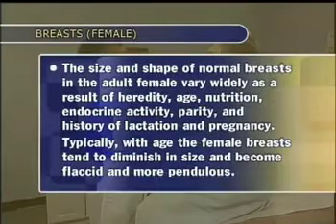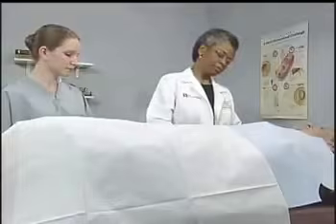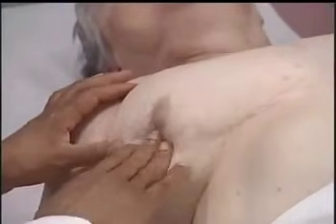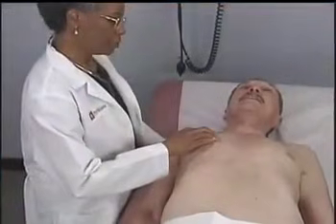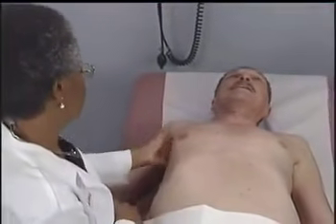Typically with age, the female breasts tend to diminish in size and become flaccid and more pendulous. Inspect the breast, nipple, and areola. Palpate the breast carefully for lumps or masses. Palpate in the tail of Spence that extends into the axilla, and examine the axillae for lymphadenopathy. Finally, palpate the nipple. Repeat on the other side. Although inspection and palpation of the male breasts, nipples, areolae, and axillae may be brief, they should not be omitted.